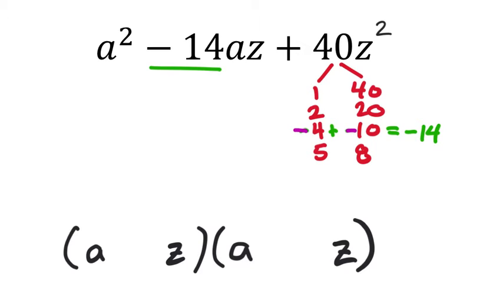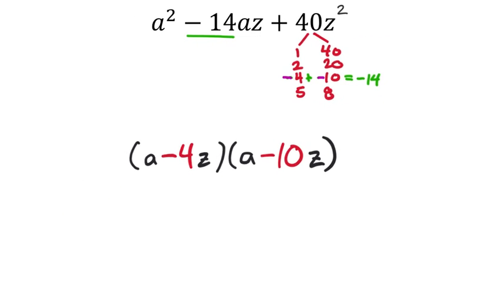And so what do I put into those? Well, you've got the -4z, and then the -10z, okay? And you can see if you were to distribute the -4z into this -10z, you do end up with a positive 40z to the power of 2, okay?